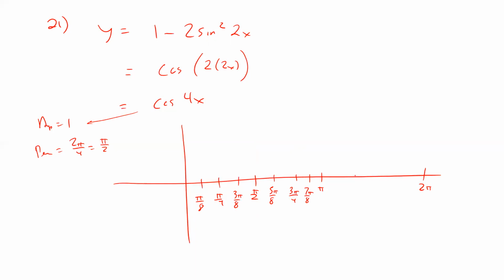And 9 pi over 8. 10 pi over 8 would be that one. 11 pi over 8. 12 pi over 8. 13, 14, 15. Messing it up. It's not a nice little standard there.